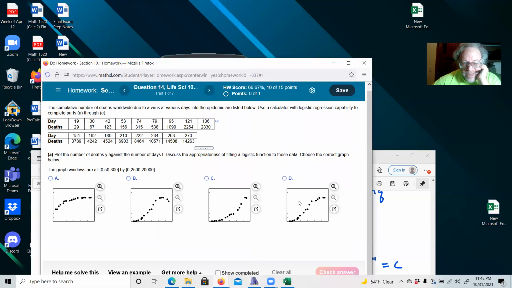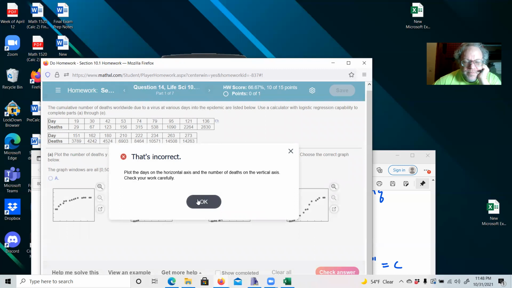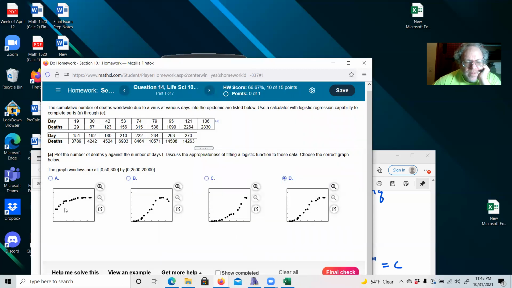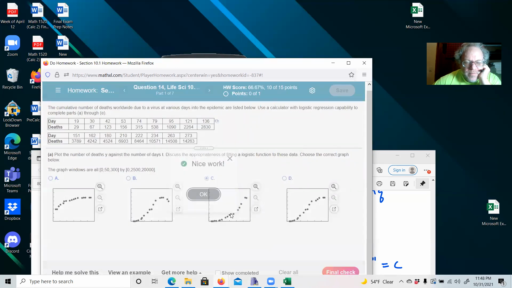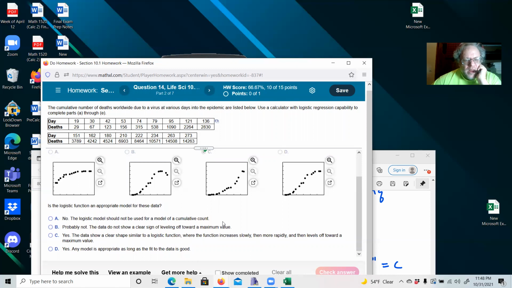Okay. I suspect it's this one, because that's what logistic curves generally look like. So we're going to go with that. All right, maybe this one. It went down a little bit at the end. So maybe this. Maybe this one. All right, I guessed.